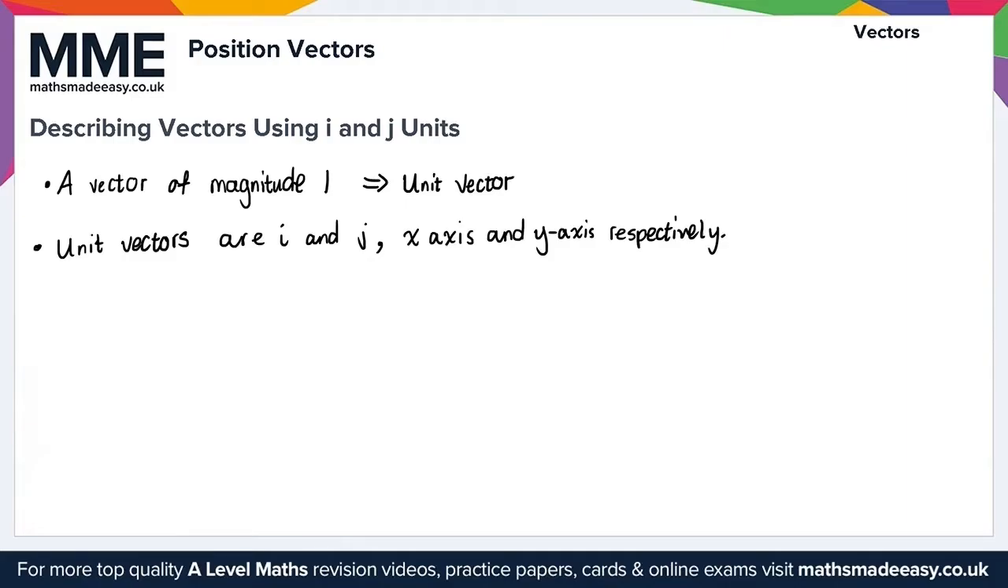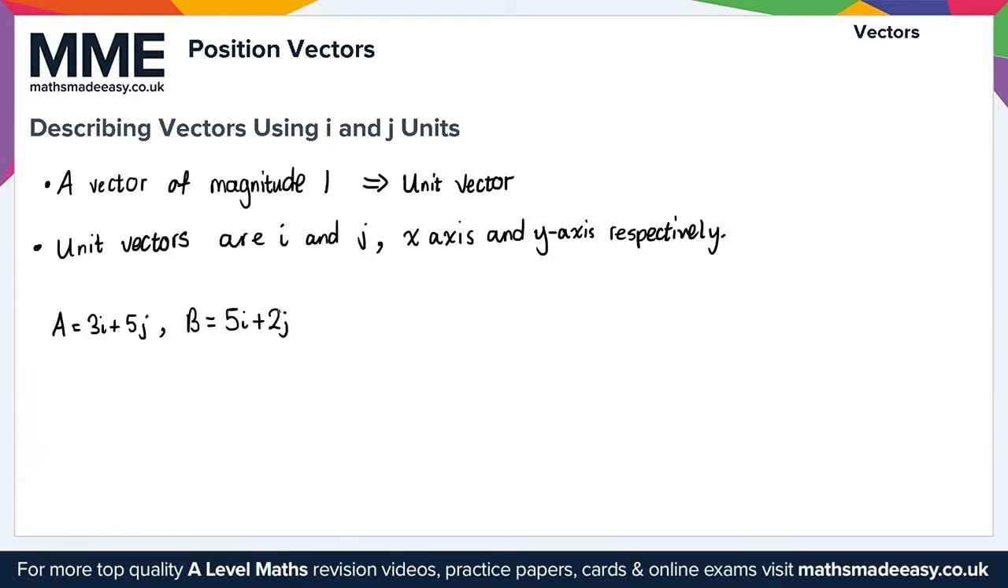Now let's take two vectors here. Let's say we've got A, which is 3i plus 5j, and B here as 5i plus 2j.